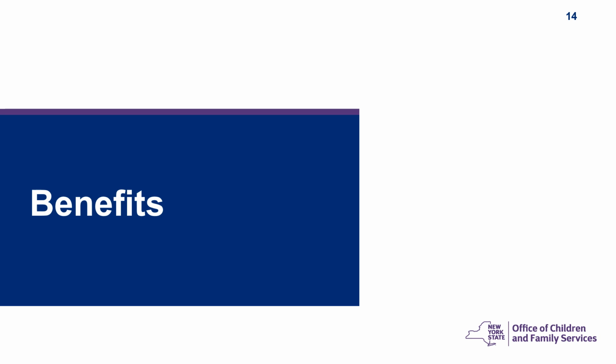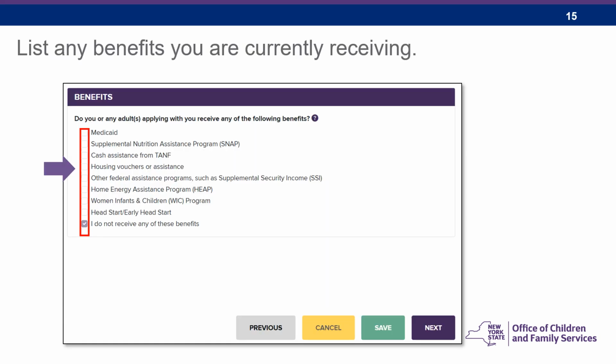Benefits. This section requires you to list any benefits you are receiving. Select the checkbox next to any benefits you or any of the adults applying with you are currently receiving. Any adult applying with you is considered a co-applicant if they are your spouse, the other parent, or another adult who is legally responsible for the child or children in need of care and lives with you.